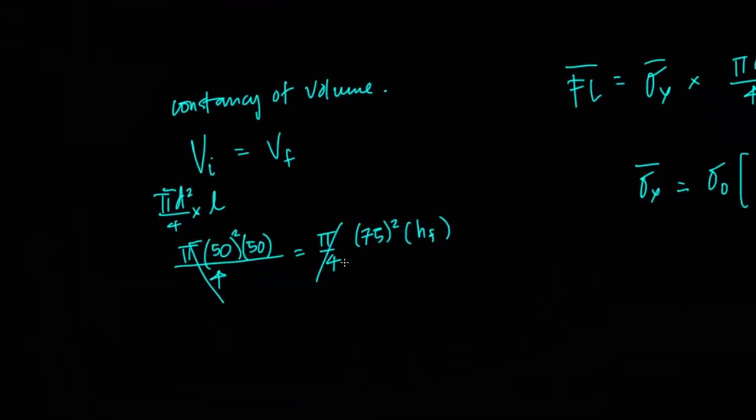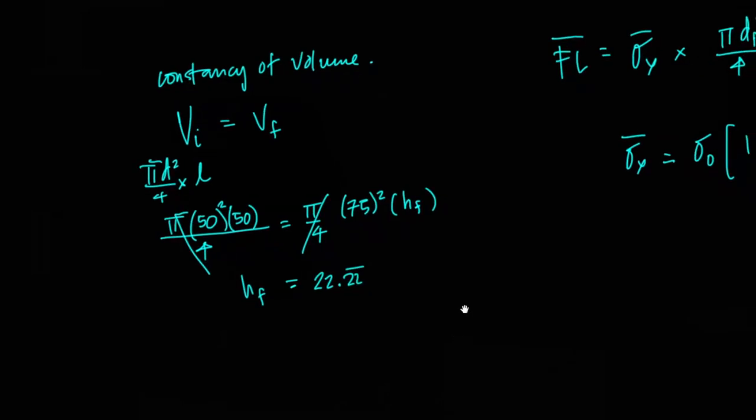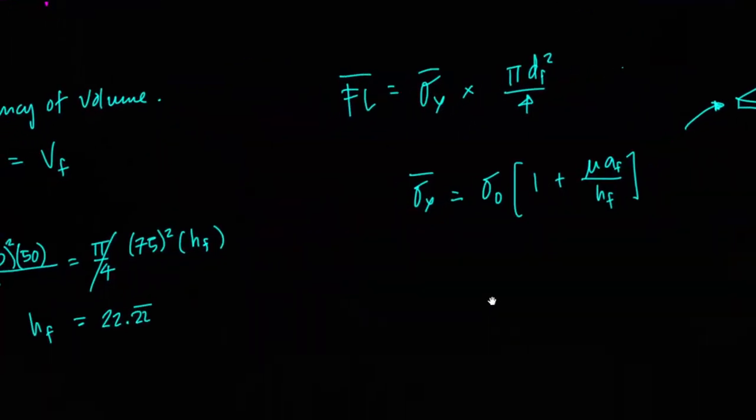And we can compute for this, no? H final is equal to, kung pwedeng kunin nyo na lang calculators nyo. Pwede bang may isa mag-solve? Lloyd or Wes? Kaya nyo ba i-solve to? 22.22. Ganyan? Tama, Lloyd? Yes. Okay, thank you, Lloyd. So that's 22.22. Yun yung ilalagay natin na H final.